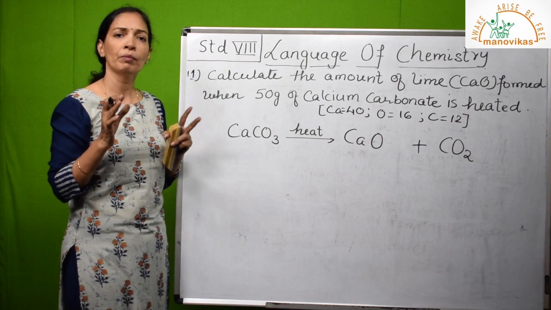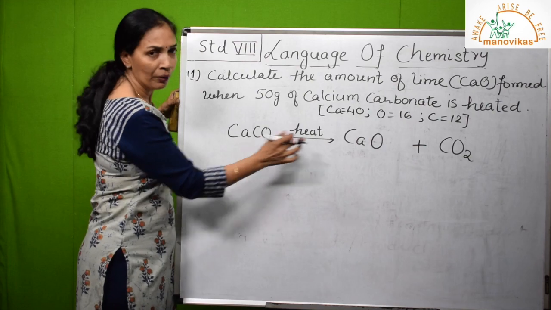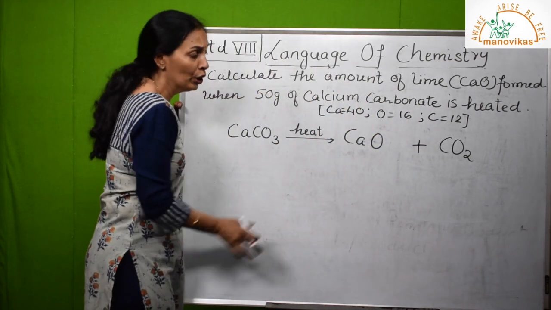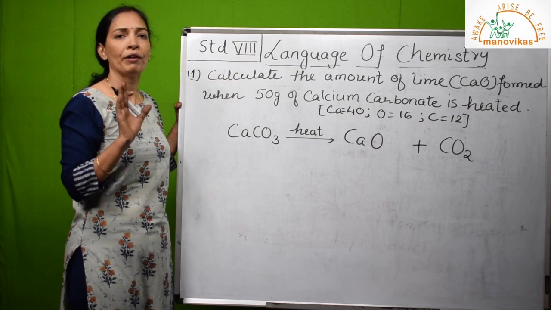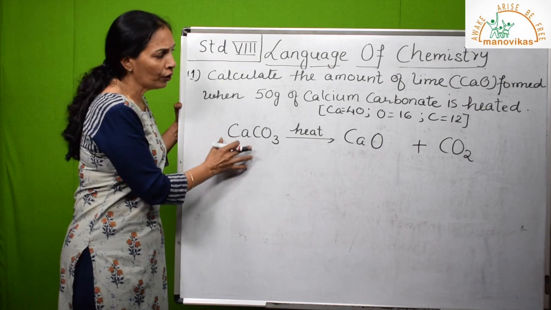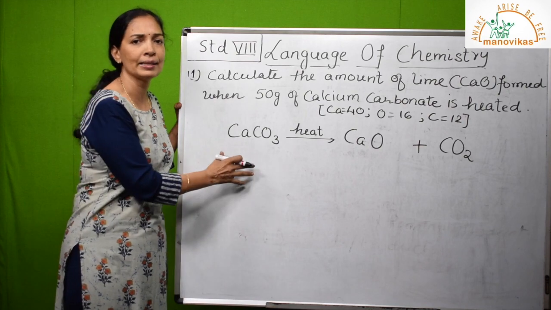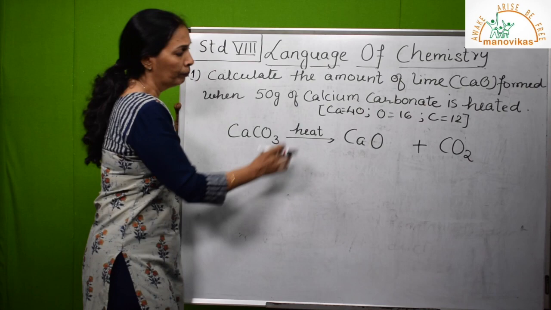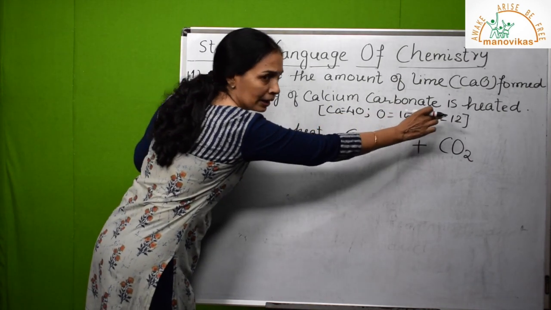50 grams of calcium carbonate is taken and heated. So it will break down into calcium oxide, this is lime, and carbon dioxide. So how much lime or calcium oxide is produced by 50 grams of calcium carbonate is the task. For solving that, we have to take a standard equation and standard value. Now atomic masses are given over here. Calcium 40, oxygen 16, carbon is 12.